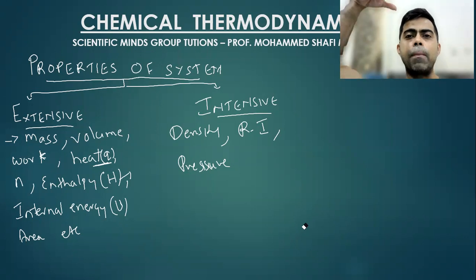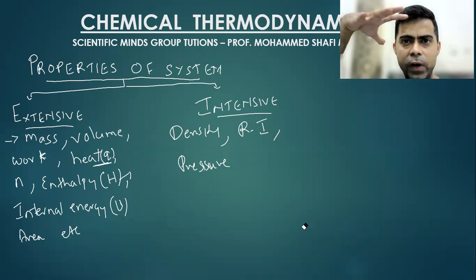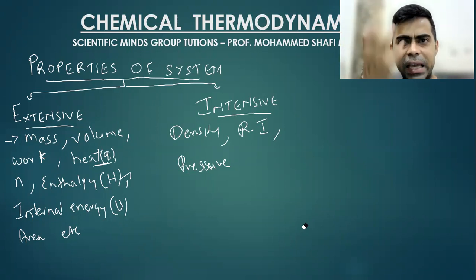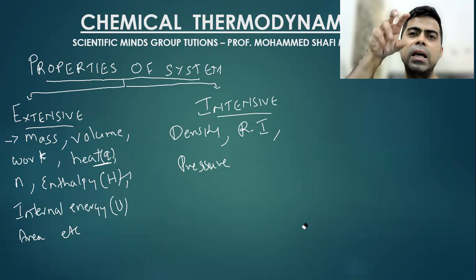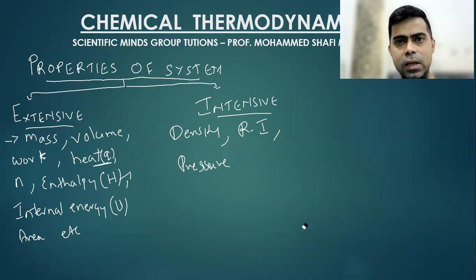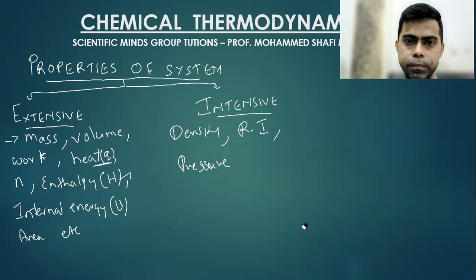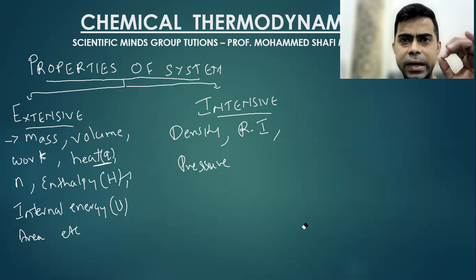So if I apply a pressure on a gas, every molecule inside the container will experience the same kind of pressure. That is why we say that pressure is an intensive property, and here we are much more precise towards the external pressure. Why? Because external pressure is responsible for carrying out work. So work is always done against a constant external pressure. So that is why pressure is an intensive property.